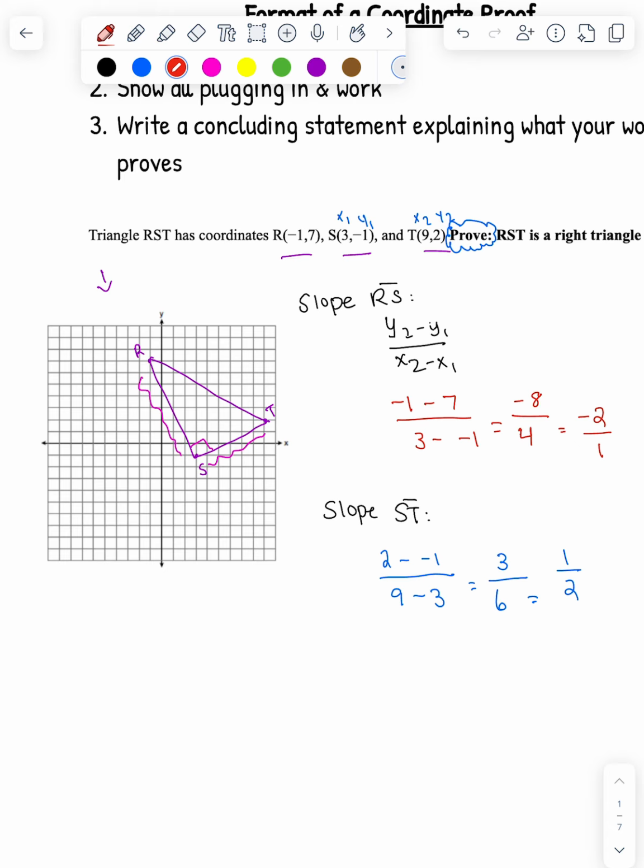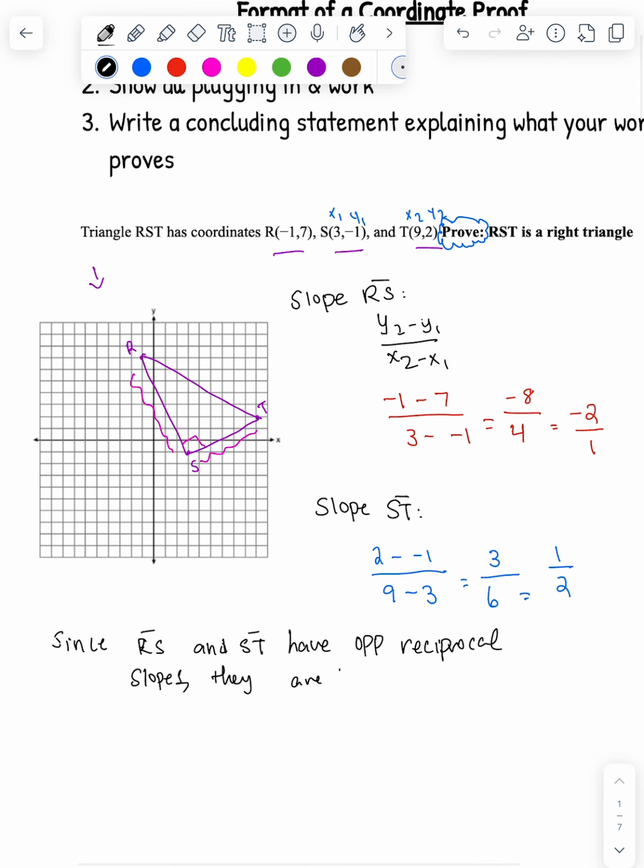So I'm just going to end with a concluding statement here. That's the format of a coordinate geometry proof. Since RS and ST have opposite reciprocal slopes, they are perpendicular, so they form a right angle, making triangle RST a right triangle. And there we have it.